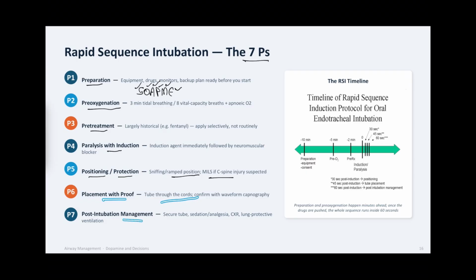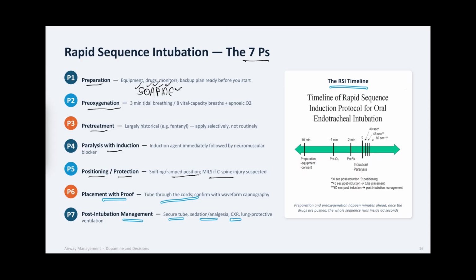Finally comes the post-intubation management. Many learners stop thinking once the tube is in. Secure the tube, start the patient on sedation or paralysis, adjust the ventilator settings, treat hypotension immediately. Intubation is the beginning of critical care, not the end. Have a habit of getting a chest x-ray every time you do an intubation.